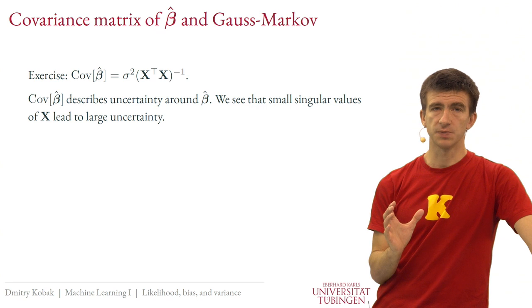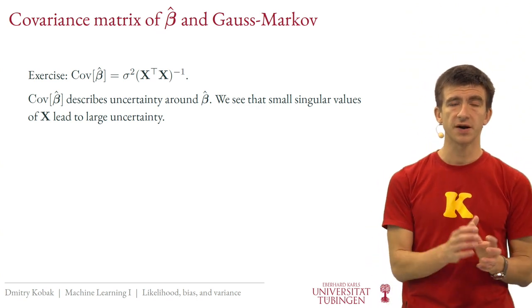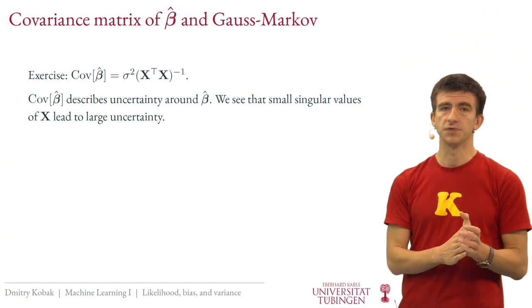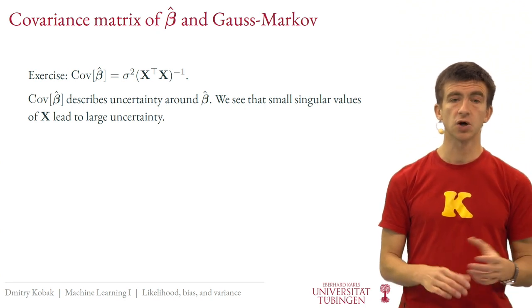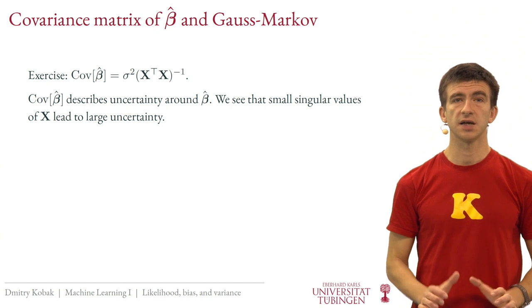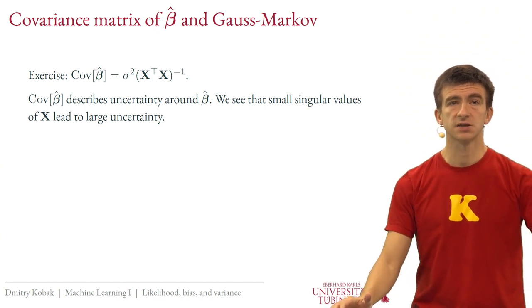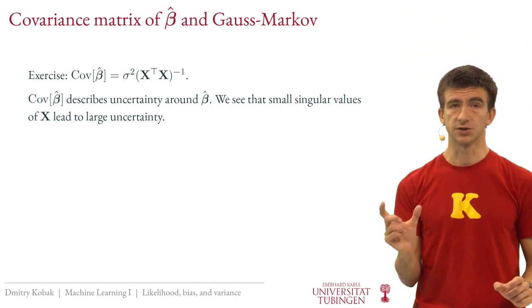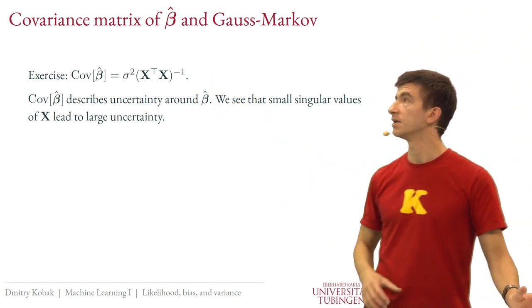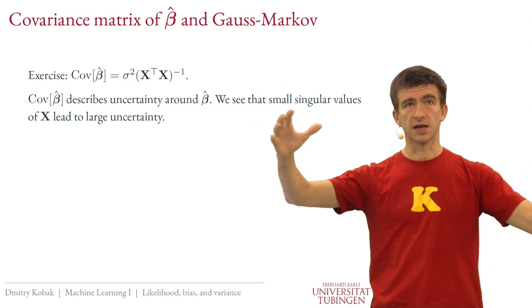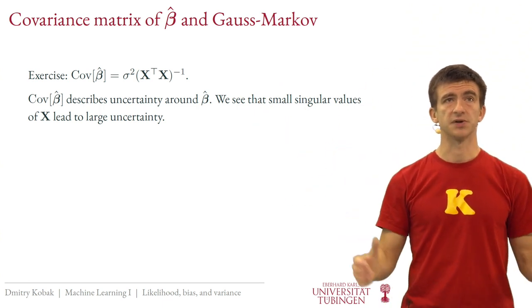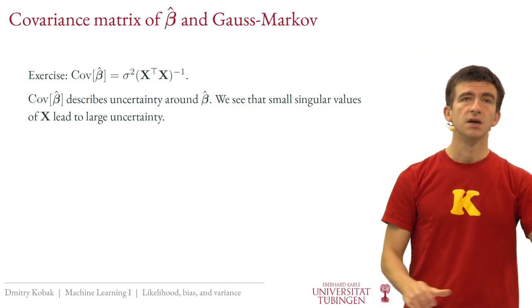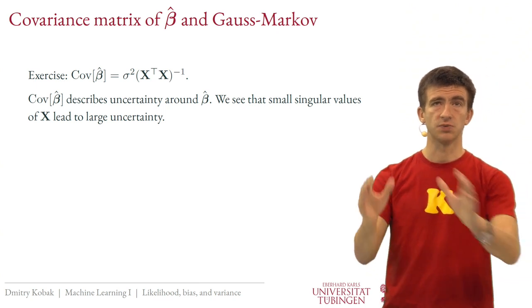I want to spell out a bit more the conceptual interpretation of this. The covariance of beta hat describes the uncertainty around your estimate beta hat. If you, for example, use some software, put in some data, and the software gives you the beta hat estimate, it will also give you confidence intervals or some uncertainties around each of the estimates. These uncertainties come from this matrix. If this covariance is very large, like the individual variances in this covariance matrix, this means that your estimate is here, but actually there's a lot of uncertainty around it. If all the values are small, that means the uncertainty is small.